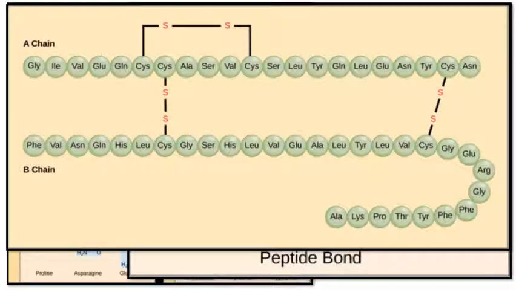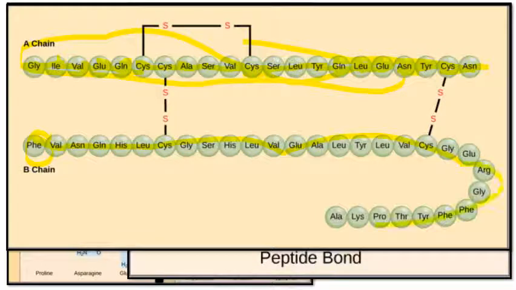All right, this is a protein. It's actually made of two chains of amino acids that are hooked together by something called disulfide bridges. But notice the particular sequence of amino acids: on one chain we have glycine, isoleucine, valine, glutamic acid, glutamine, cysteine, alanine, serine, valine, cysteine, serine, leucine, tyrosine, glycine, glutamine, leucine, glutamic acid, asparagine, tyrosine, cysteine, and asparagine again. That particular chain of amino acids has certain properties, and it's also attached to this chain that starts with phenylalanine, valine, asparagine, and so on. That's how you make a protein.